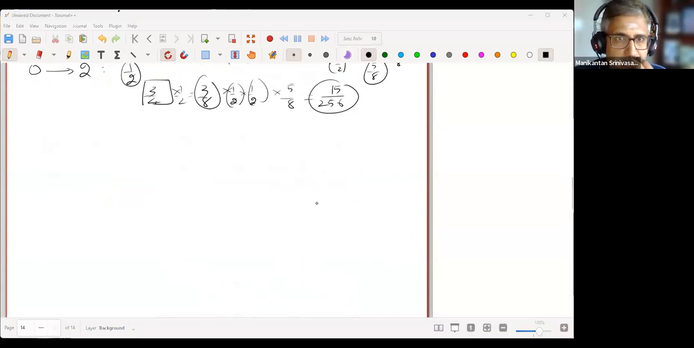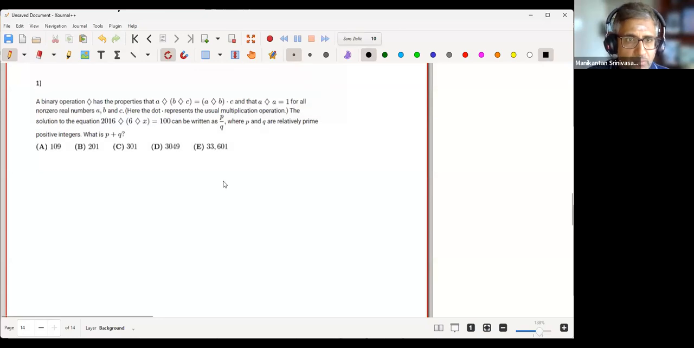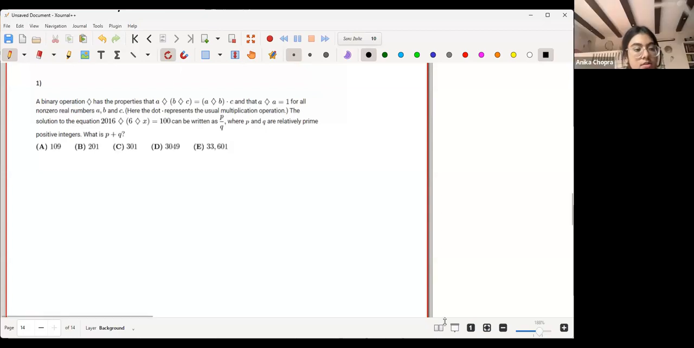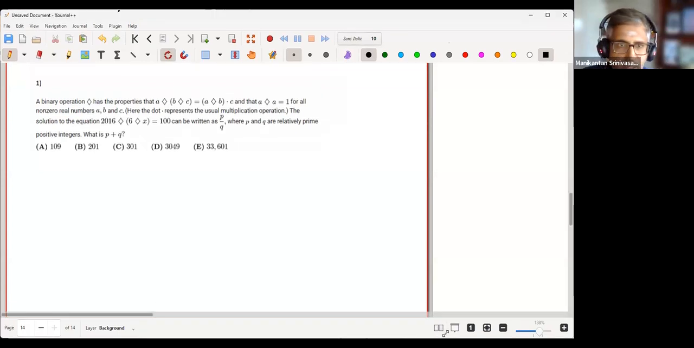Okay, next paper, which is this paper 6, right? Paper 7. Okay, binary operation, this one. Yeah, Anika, what did you get on this one? I got 109. Okay.